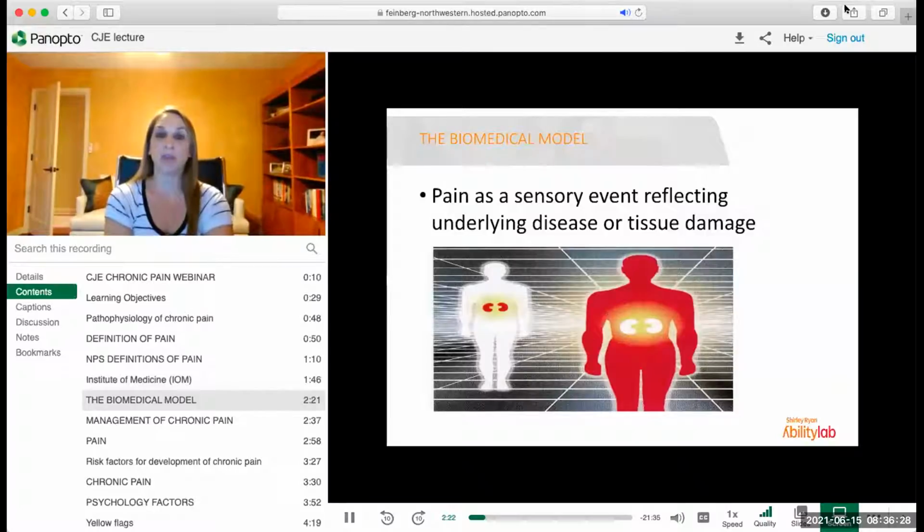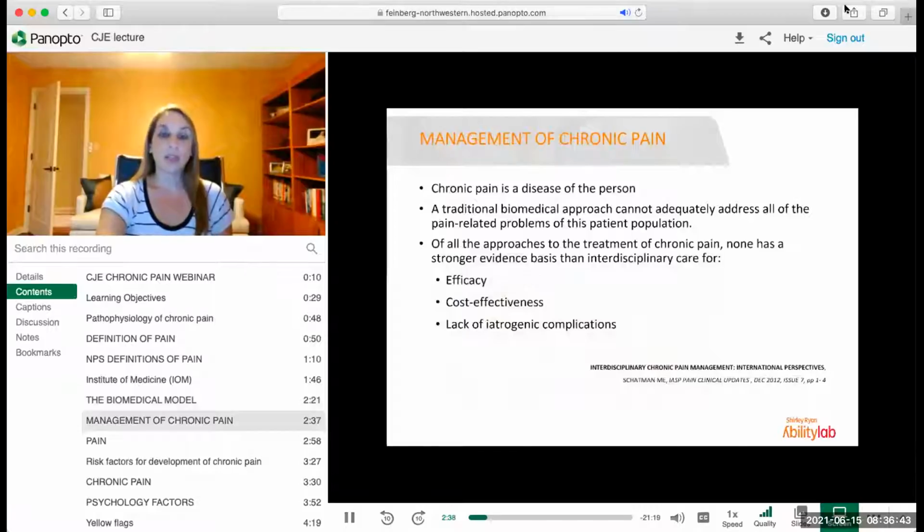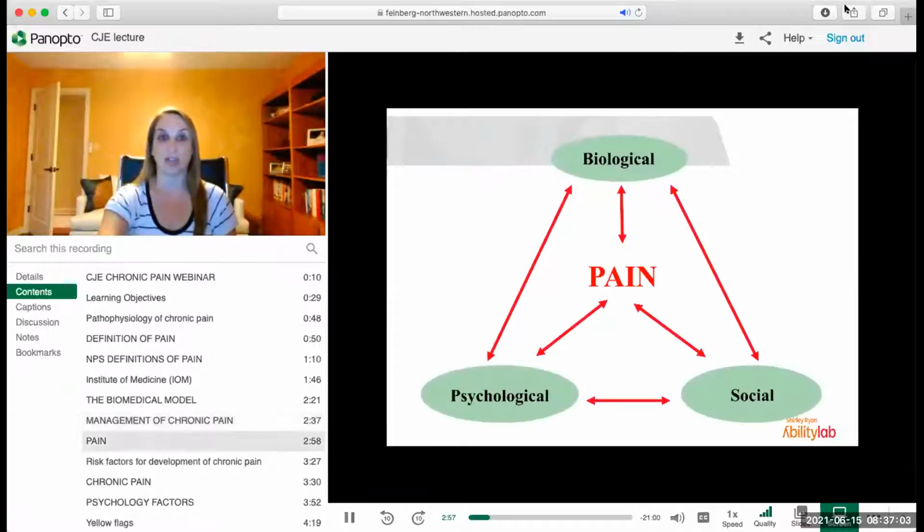So if you think about pain, frequently people think about it using the biomedical model, whereas pain is a sensory event reflecting underlying disease or tissue damage. For example, you can have a muscle strain and that leads to back pain. But really, if you're going to look at it, chronic pain is a disease of the person. So a traditional biomedical approach can't adequately address all of the pain-related problems of this patient population. So of all the approaches to the treatment of chronic pain, none has a stronger evidence basis than interdisciplinary care for efficacy, cost effectiveness, and lack of iatrogenic complications.